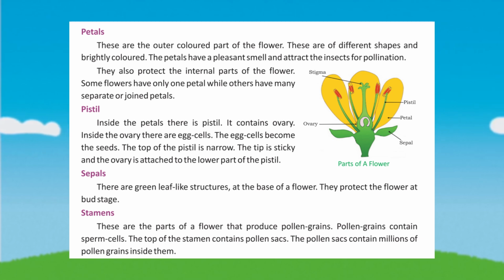Sepals. There are green leaf-like structures at the base of a flower. They protect the flower at bud stage. Stamens. These are the parts of a flower that produce pollen grains. Pollen grains contain sperm cells. The top of the stamen contains pollen sacs. The pollen sacs contain millions of pollen grains inside them.